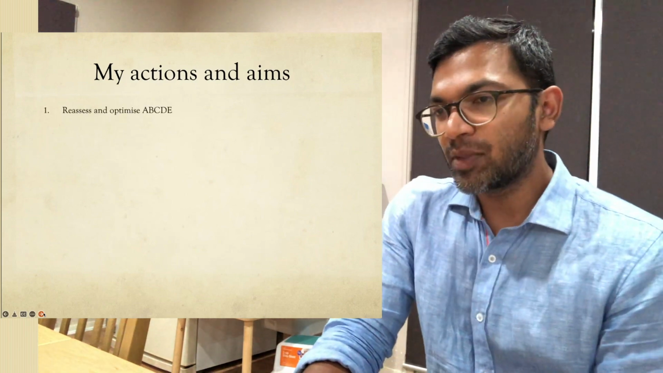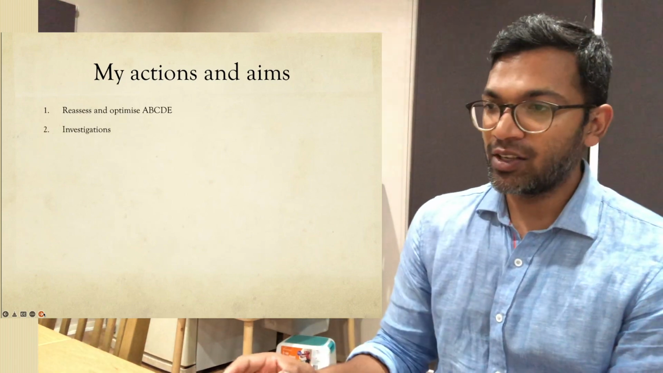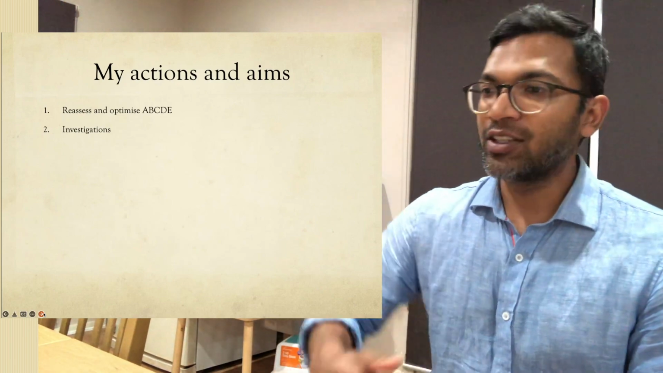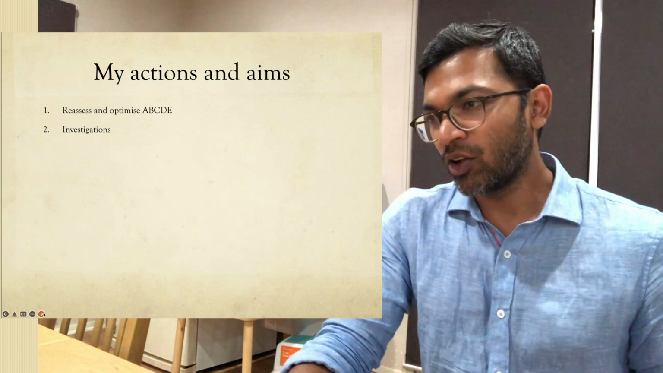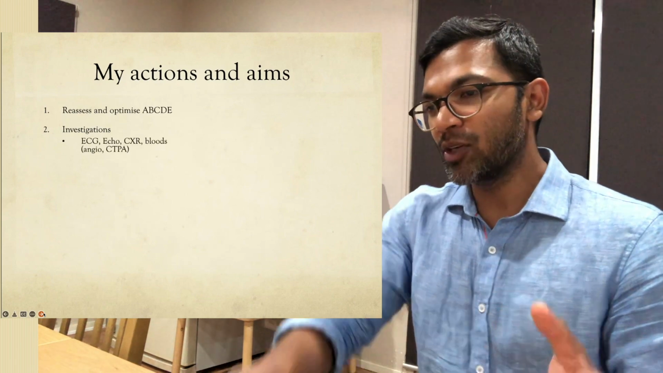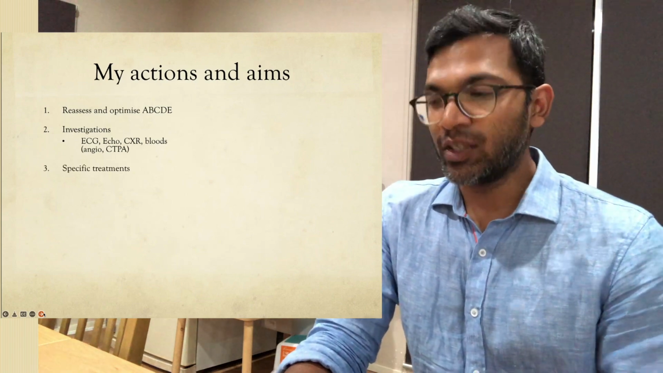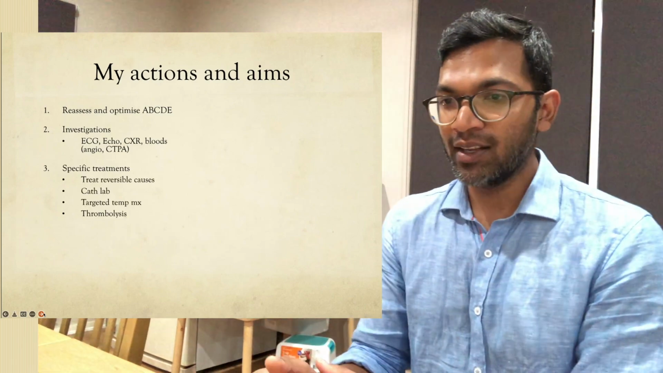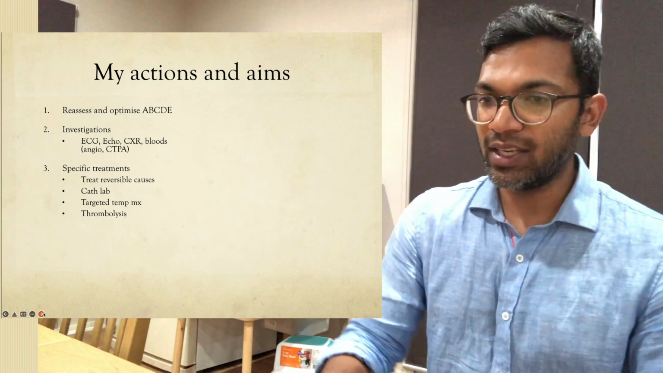So I'd reassess and optimize my ABCDs constantly is the first thing. And that means getting all your monitors on, making sure you've got an arterial line and infusion running, getting the blood pressure to an appropriate level, and just constantly assessing your blood pressure and oxygenation and everything else. I then go through a whole gamut of investigations: ECG, echo, chest x-ray, bloods, and maybe more specialized things, angio and CTPA, for example. You'd keep going with specific treatments. Whatever the reversible cause is, you'd have to keep treating that. Maybe it's cath lab, maybe it's targeted temperature management, maybe it's thrombolysis for PE.